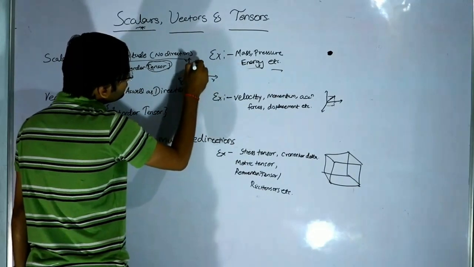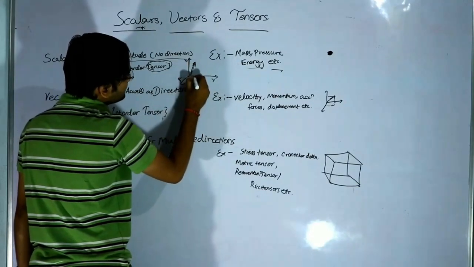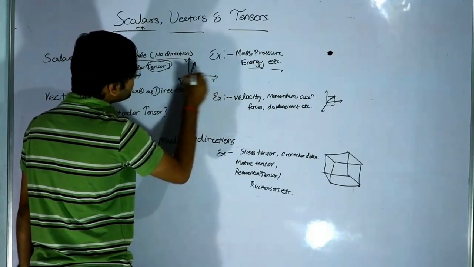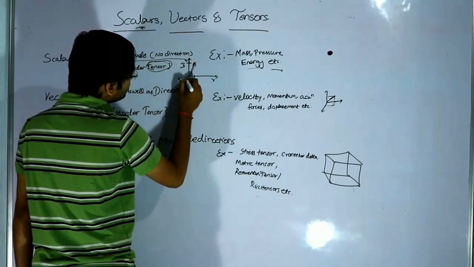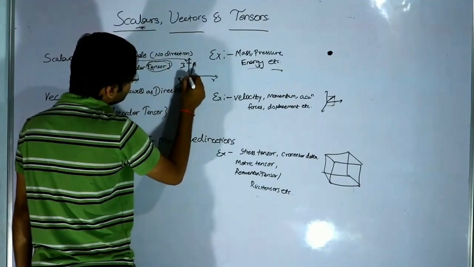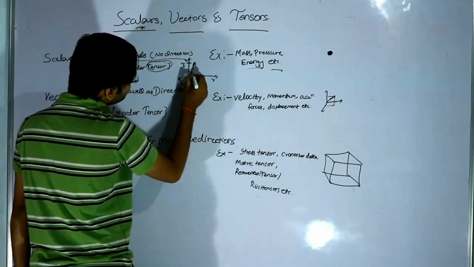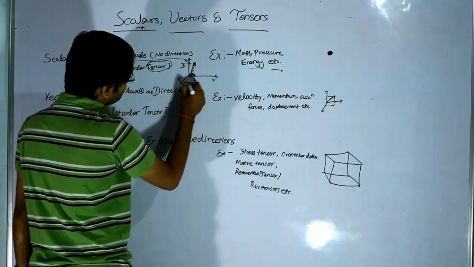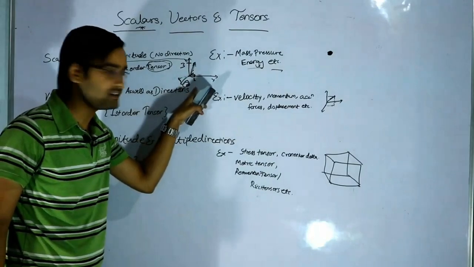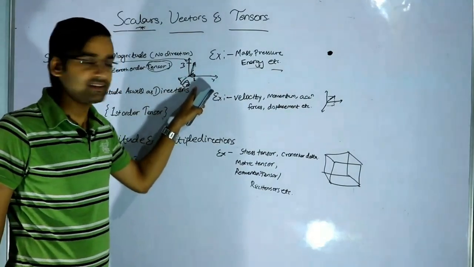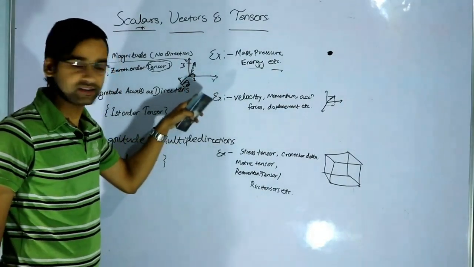Now I can say some component is 1 times in the y direction, 3 times in the x direction, and minus 1 times in the z direction. So I can specify its direction at an instant by saying that this is a vector quantity.